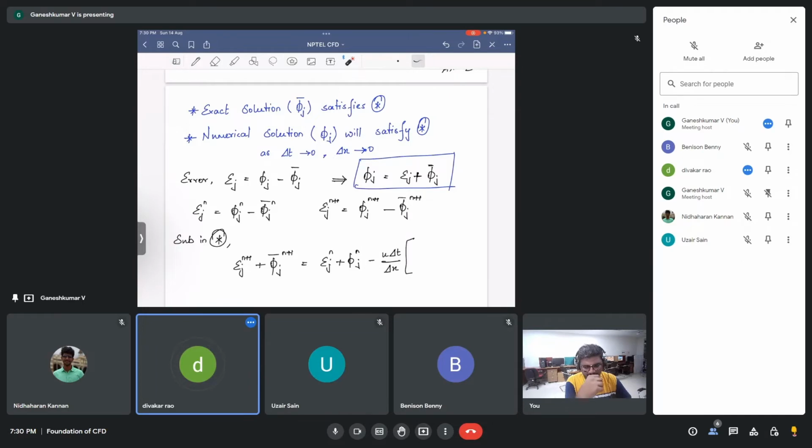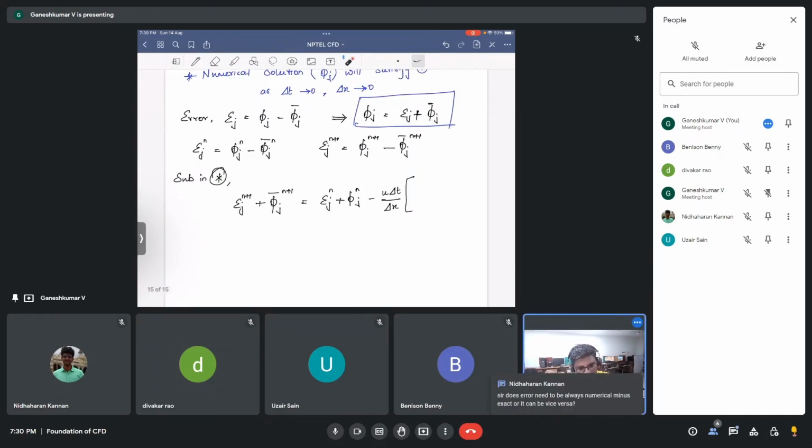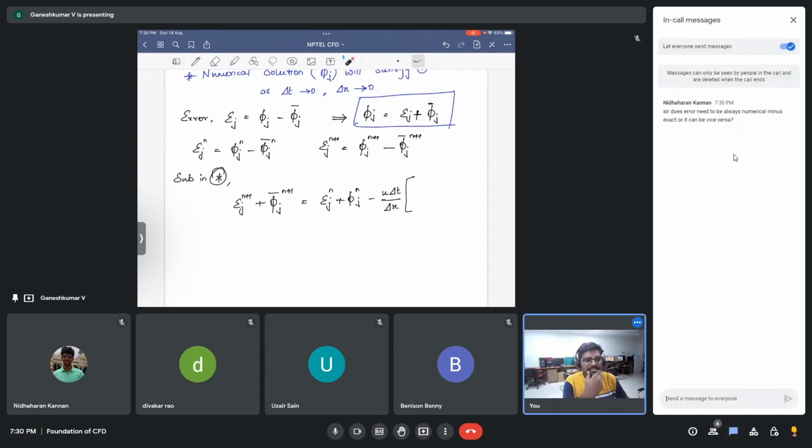Okay. So what we will do is, this error needs to be always numerical minus exact, or it can be vice versa. Anyway, it's fine. It's just an error term, right? So this minus that minus this, it will be positive or negative, but the magnitude is going to be the same.